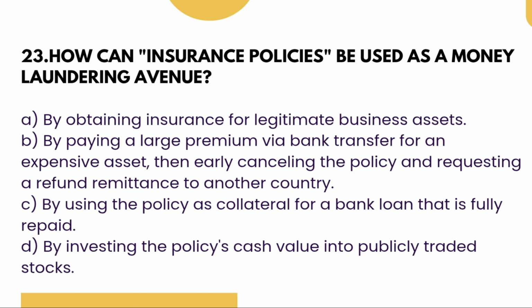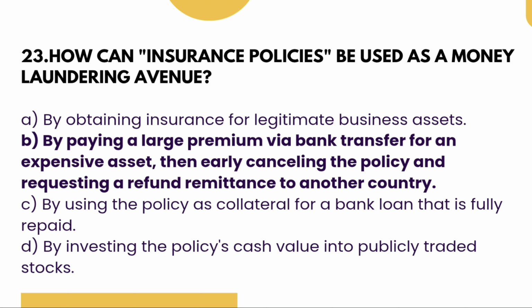Next, how can insurance policies be used as a money laundering avenue? It's a very important question. A. By obtaining insurance for legitimate business assets. B. By paying a large premium via bank transfer for an expensive asset, then early cancelling the policy and requesting a refund remittance to another country. C. By using the policy as collateral for a bank loan that is fully prepaid. D. By investing the policy's cash value into publicly traded stocks. The answer is B.